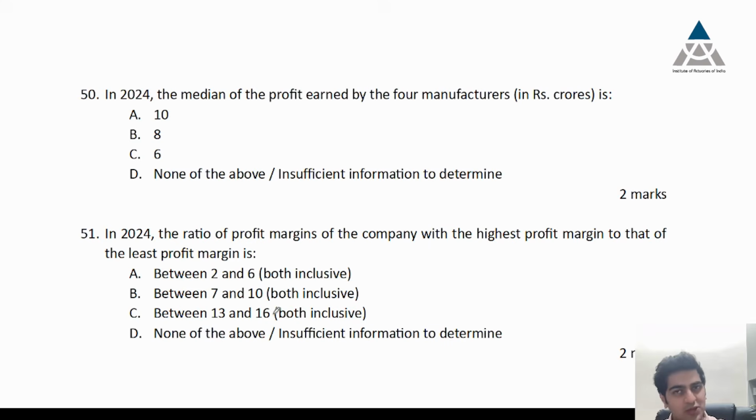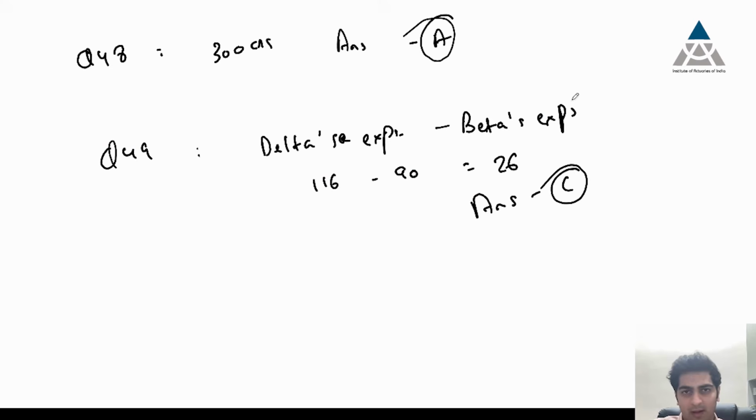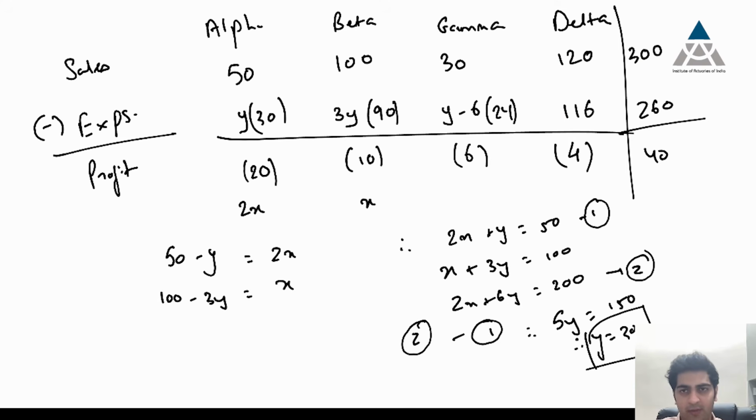We can move to the last two questions of this particular diet. That is, in 2024, the median of the profit earned by the 4 manufacturers is, so again it's median, you will have it in ascending order, and again because it's even numbers, 4, you will take an average of the second and third observation, correct? So let's create the ascending order of profits. So you have 4, 6, 10, 20.